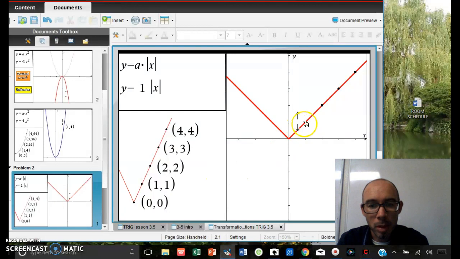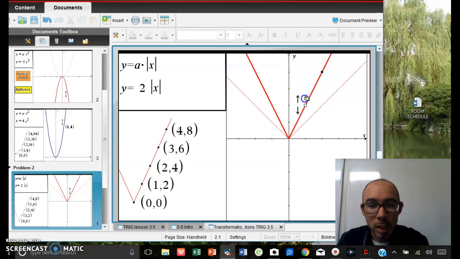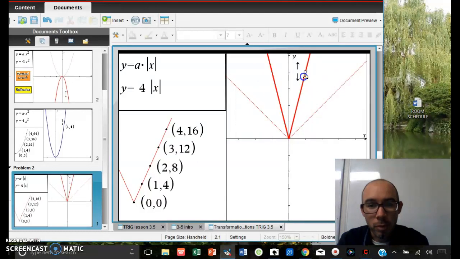We can take that point and we can change the value of a here in front of the x in the problem, and it will dilate or stretch that by a factor of 2 or 3 or 4. And all the values then stretch accordingly. I plug in a 4, I get a 16 this time. I plug in a 3, I get a 12. That's 4 times as big as that number there.